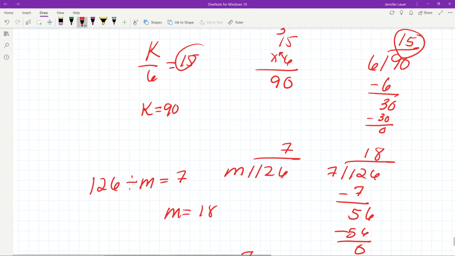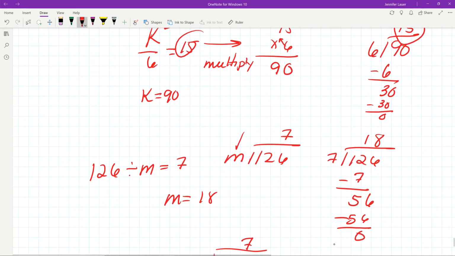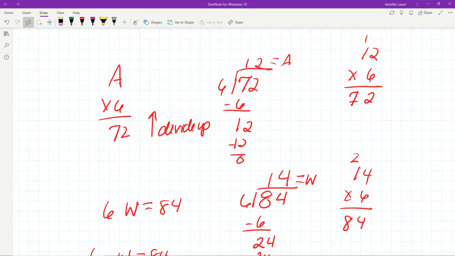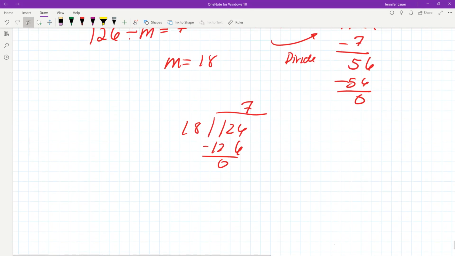So I'm just going to review what I said. When the missing number with a division problem is the dividend, that means what you're dividing into, you multiply. When the missing number is the divisor, that's what you divide by, you are going to divide the other two numbers. So please see the difference there, whereas with multiplication, it was division on both of them. Okay? All right. And that is it.